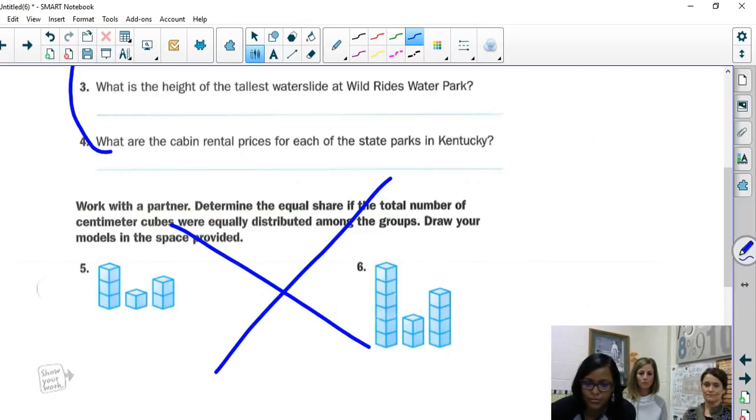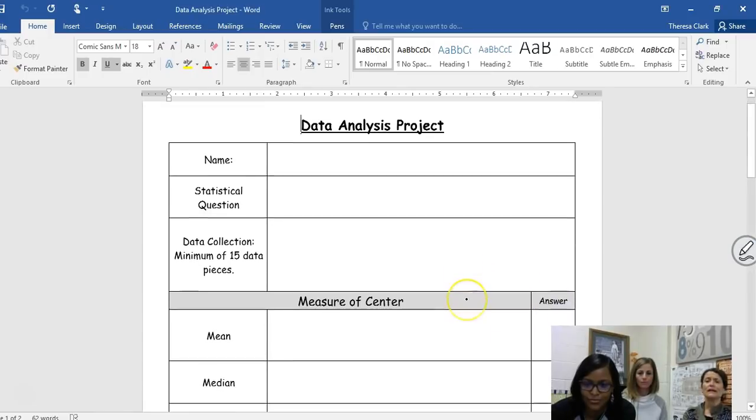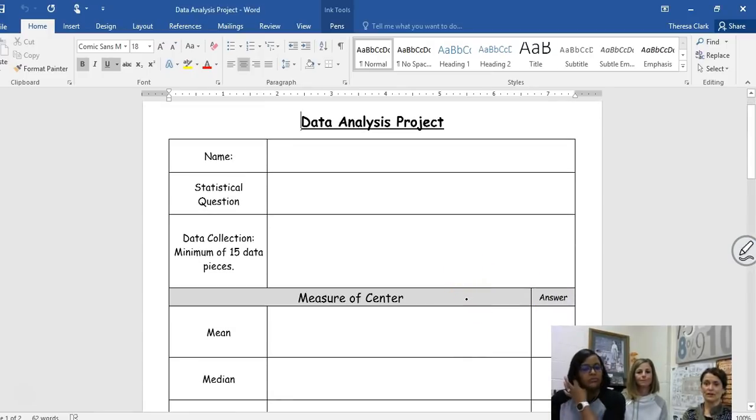Now we want to talk about your project. All right, so here is your project that you're going to be working on. You put your name, and you're going to write your question. Then you are going to collect a minimum of 15 pieces of data. We only had 2 pieces of data in our pretend pizza topping question, so you need at least 15. Here's a hint: the more pieces of data you have, sometimes the easier it is to analyze. Some people think if they get less, it makes it easier. So can you do more than 15? Yeah.